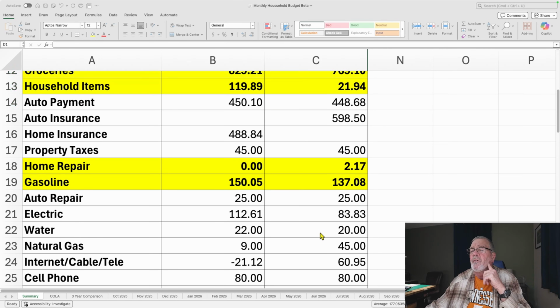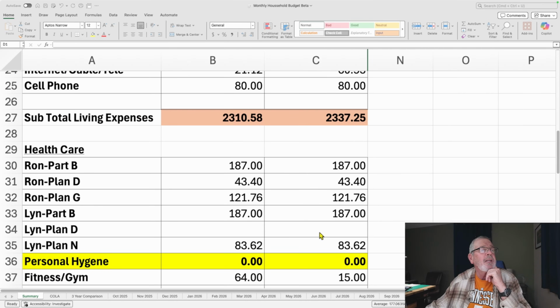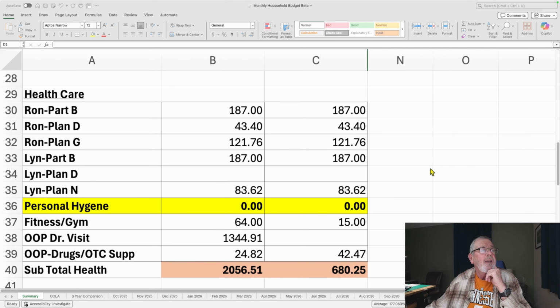So what we're going to do now is go down a little bit and get into the healthcare area. We're going to start off right away with my Medicare Part B, $187. That was every month in 2025, the same amount every month. But we got our notices now for our Social Security COLA, and the Part B insurance is now going up to $202.90. I'm going to cover the COLA stuff in just a minute.